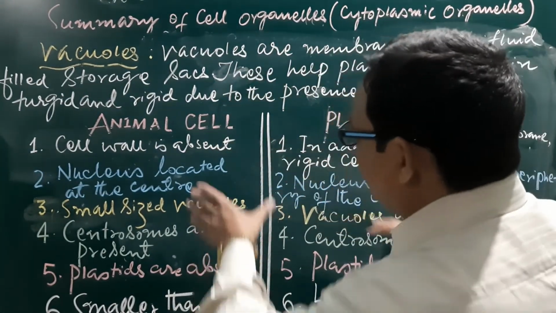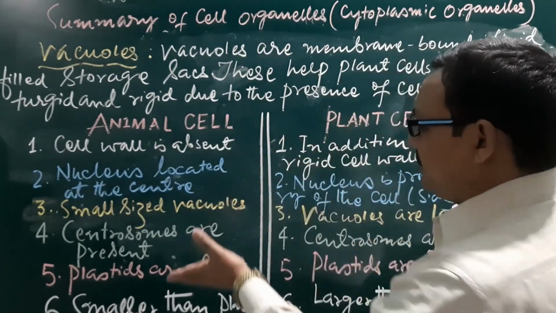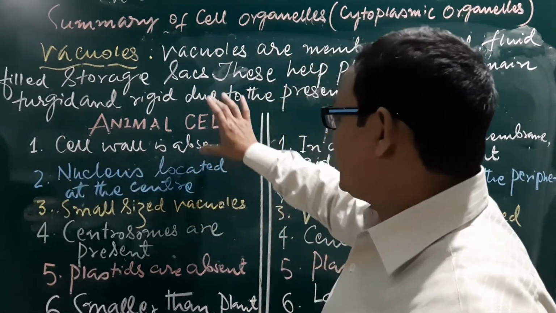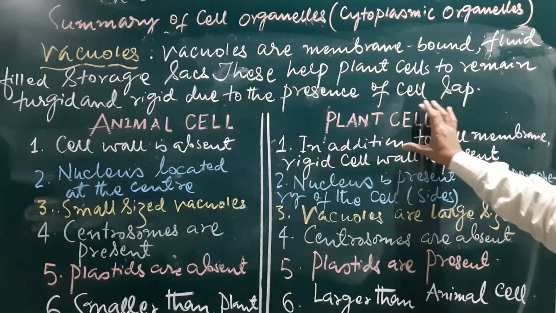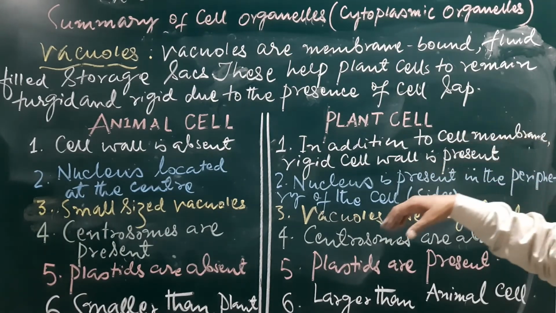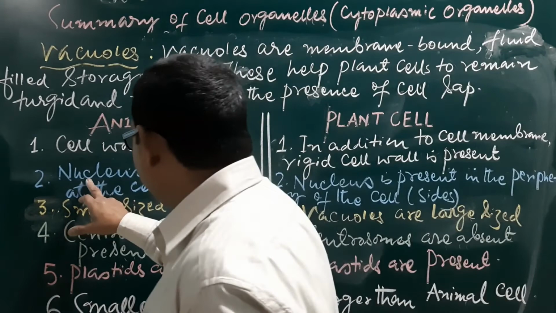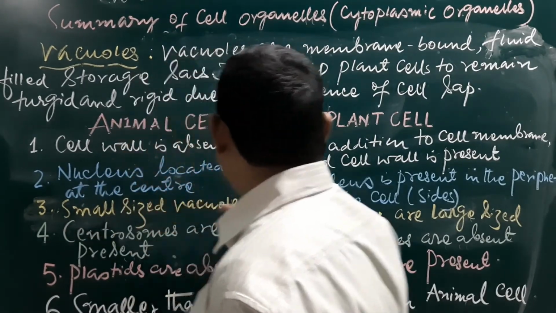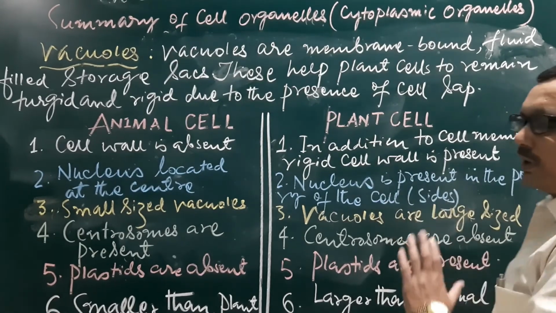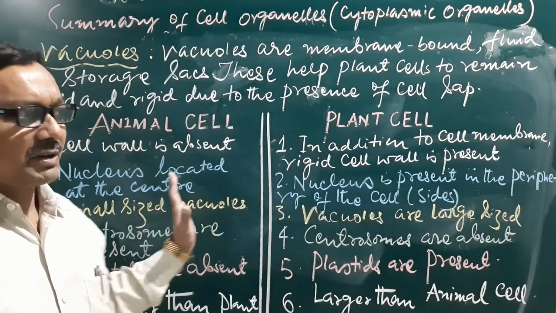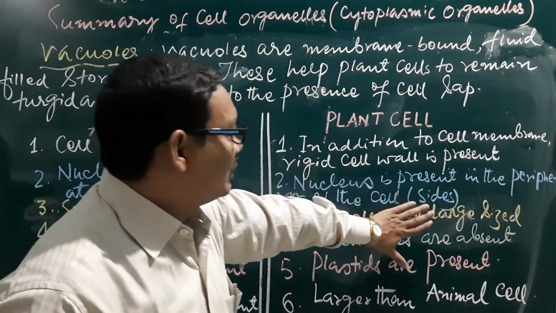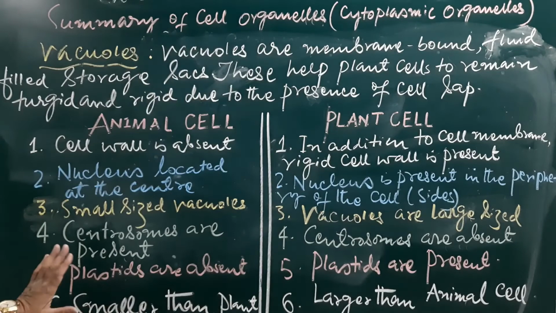Here is the difference between the animal cell and the plant cell, very easy points, and all the points are relevant to you. Cell wall is absent in the animal cell, but in the plant cell the cell wall is additionally present along with the cell membrane or plasma membrane. The second important point: the nucleus is located at the center in the plant cell, whereas in the animal cell the nucleus is present at the periphery of the cell. Vacuoles, if present, are smaller in the animal cell, and larger in the plant cell.